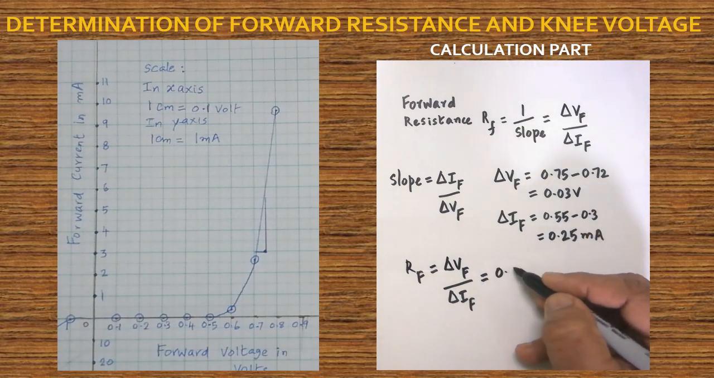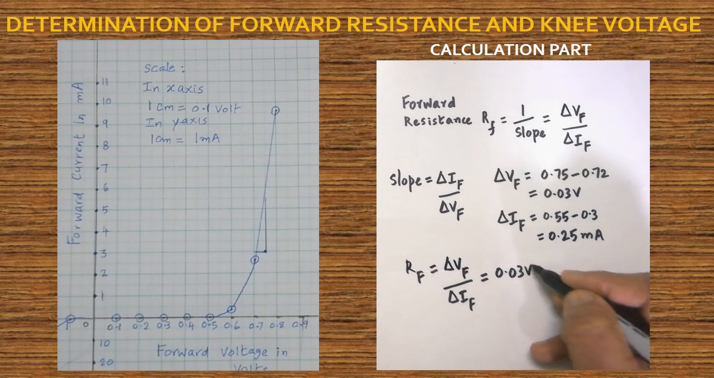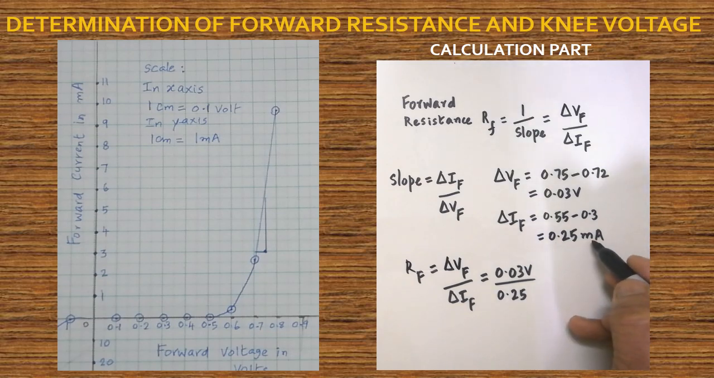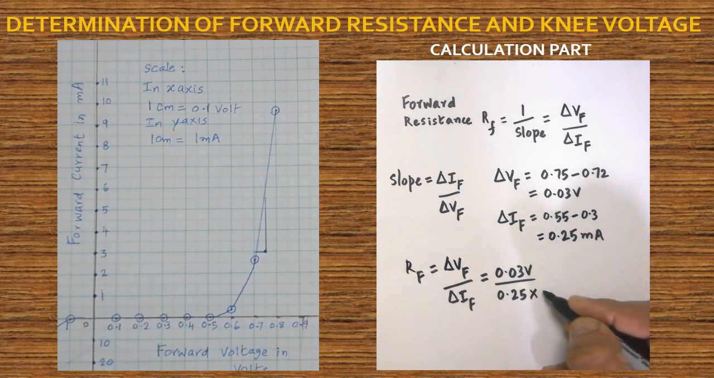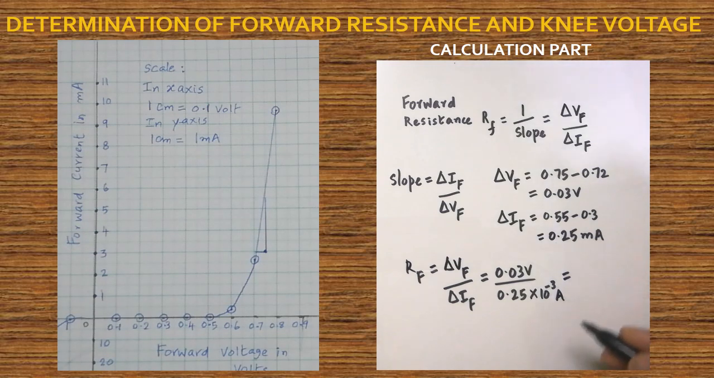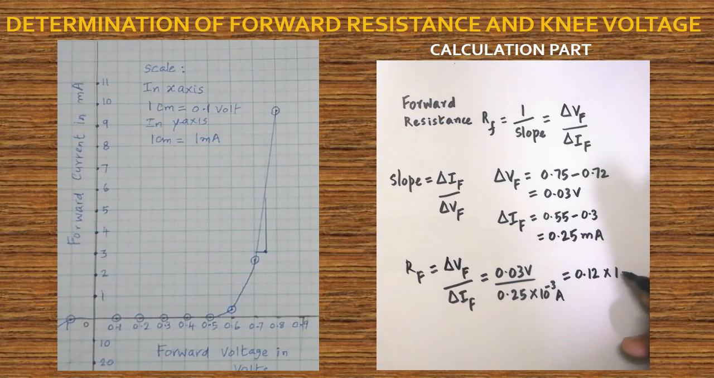Directly you can substitute the values, 0.03 volt whole divided by 0.25. Here it is given in terms of milliampere, that could be converted into ampere by multiplying by 10 to the power of minus 3 ampere. So after calculation, the answer will be 0.03 divided by 0.25. Its answer is 0.12 into, this one can be brought up, that becomes 10 to the power of 3, into 1000.